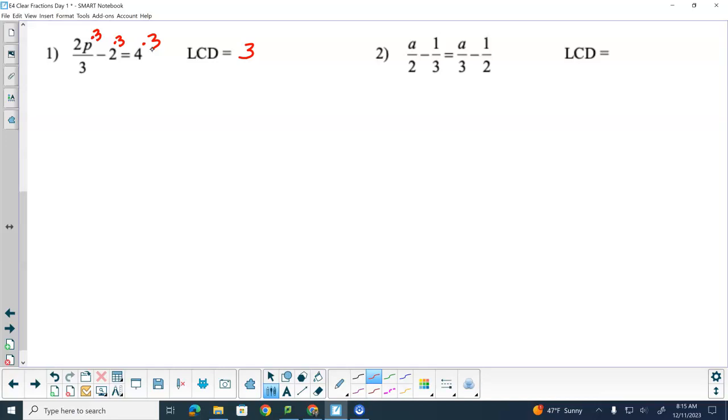So I'm multiplying each and every one of those terms by 3. What is 2 times 3? 2 times 3 is 6, times p, 6p. So the top of this fraction is 6p. 6p divided by 3. Can 6 be divided by 3? Yeah, how many times? 2. So this ends up being 2p. No fraction.